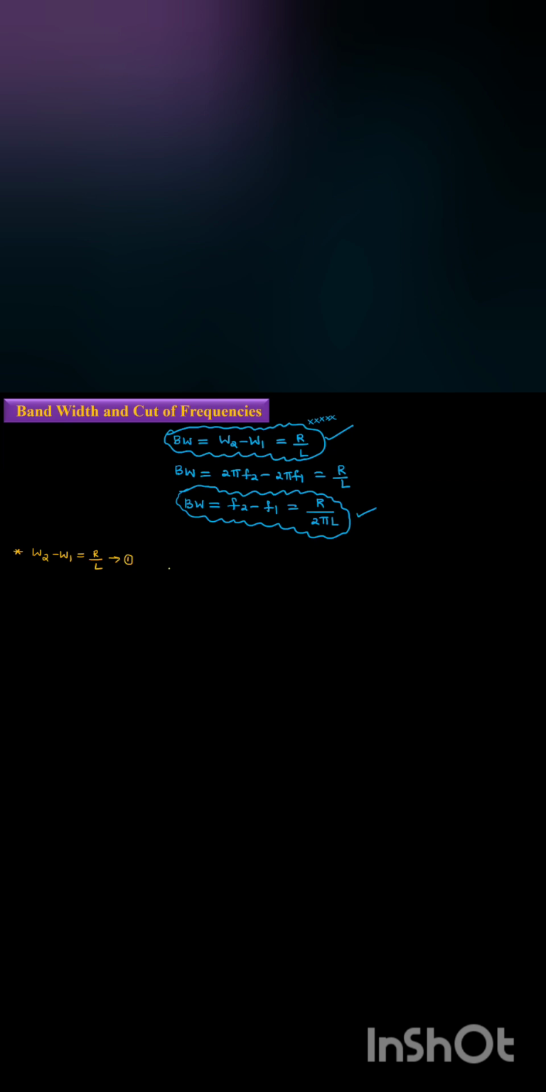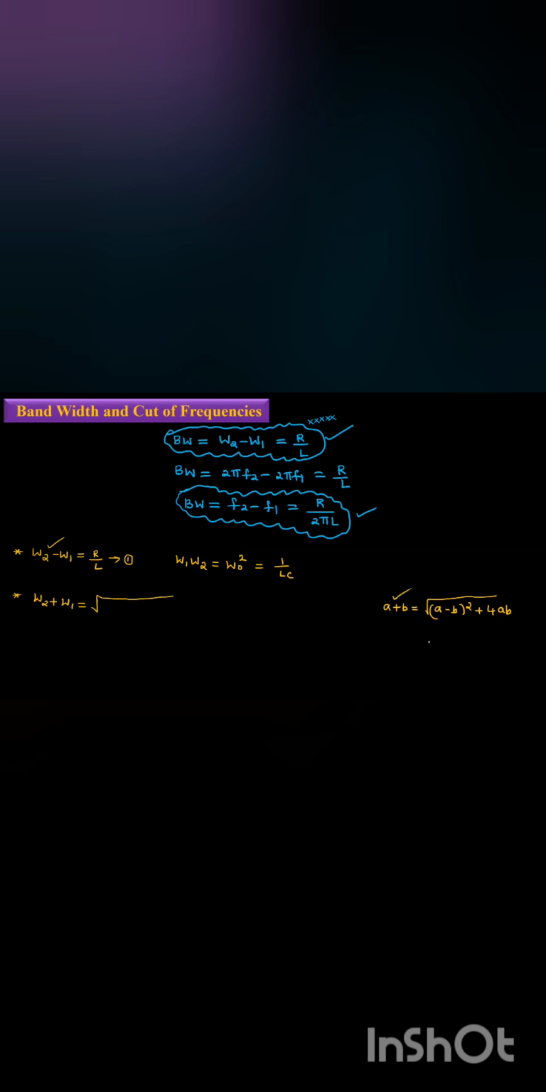And we know that omega 1 into omega 2 equals omega naught square, that equals 1 by LC. Once you know omega 2 minus omega 1, how to write omega 2 plus omega 1, students? If you know A minus B, how to write the formula for A plus B? Square root of A minus B whole square plus 4AB. Then you can get A plus B. The same I am applying here.